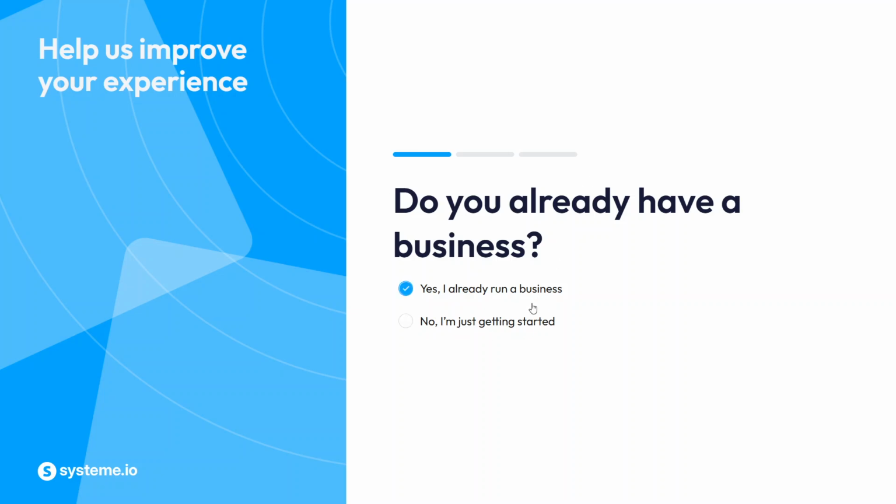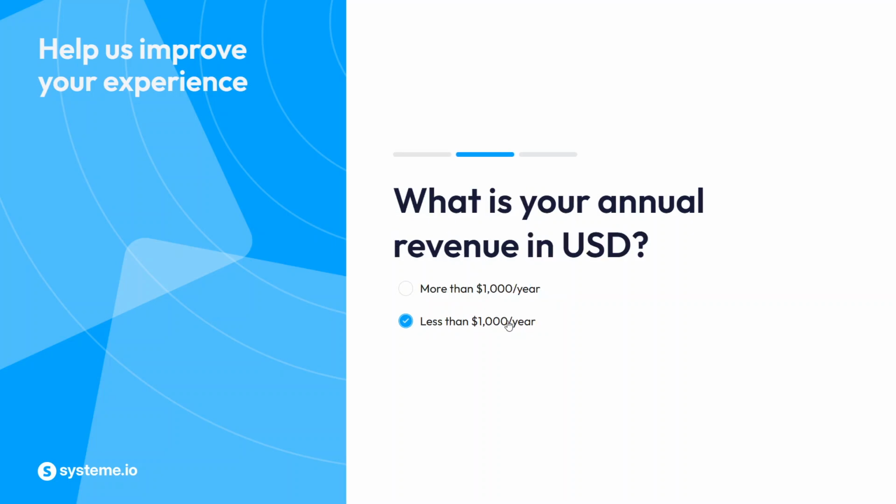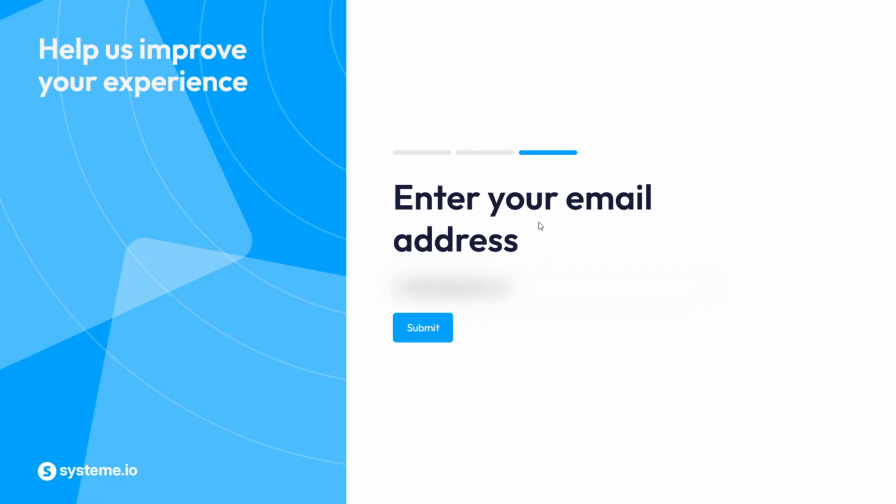Here, Systeme.io may ask you a few simple questions. For example, whether you already have a business or what you're planning to use the platform for. Just answer these questions honestly. They're mainly used to customize your experience inside the app. When you reach the end of these questions, the site will ask for your email address again. Type the same email you used earlier, then click Submit.